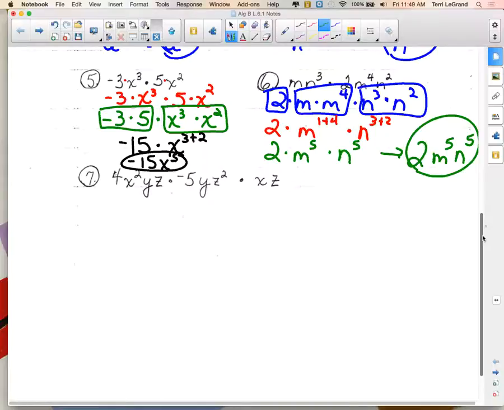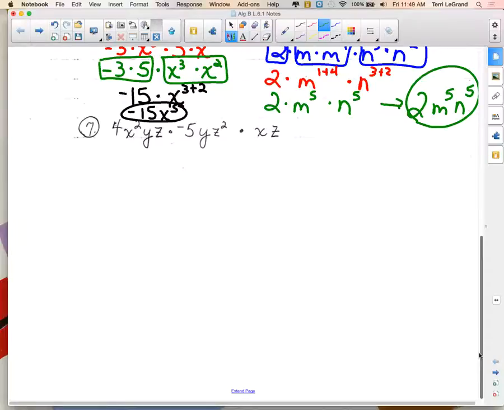No, I don't even want to write the multiplications. I want to skip that. I just want to start rearranging because we know it means multiplication, right? So 4 times negative 5, and then x to the second power times x, and then y times z.